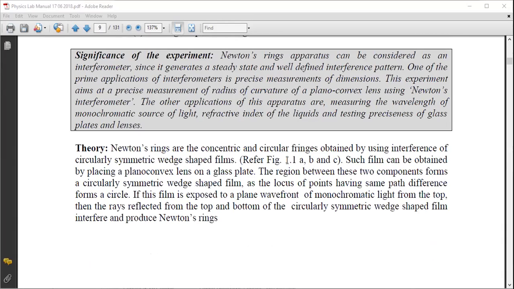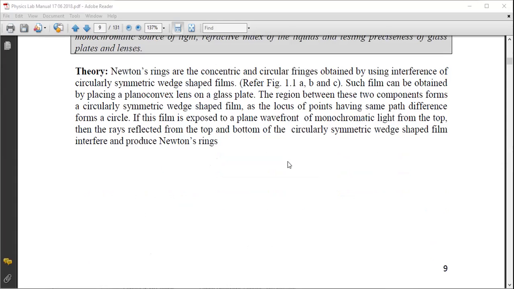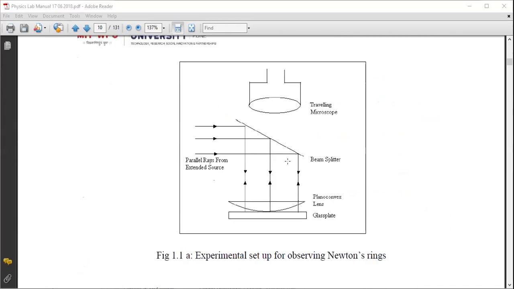So you have a wedge shaped film, and because of the circular symmetry of that wedge shape, a plane wavefront of monochromatic light falls on this plano-convex lens from the top. Some of the light is getting reflected, some is getting refracted, producing multiple beams as the beam is split, and they interact, and one would observe it from the top using the traveling microscope. The traveling microscope has scales attached to it, screws and scale, and in the microscope there is a cross wire.